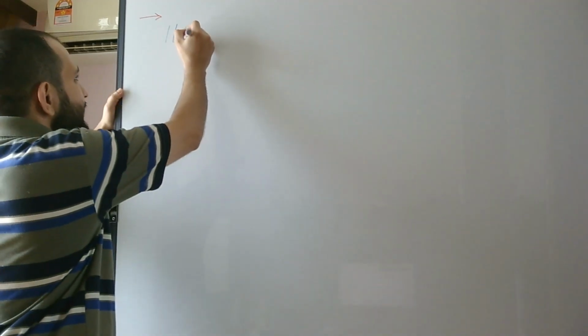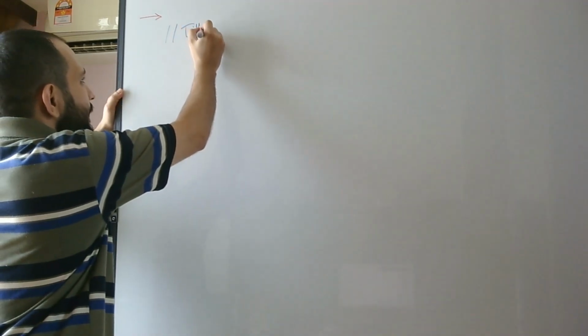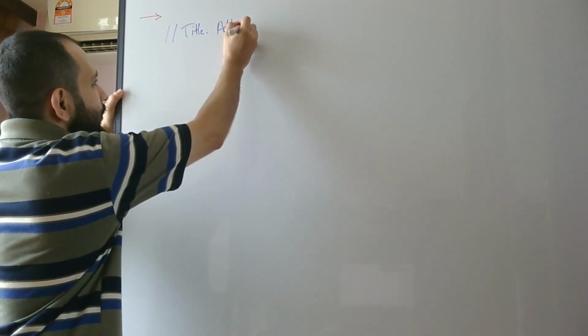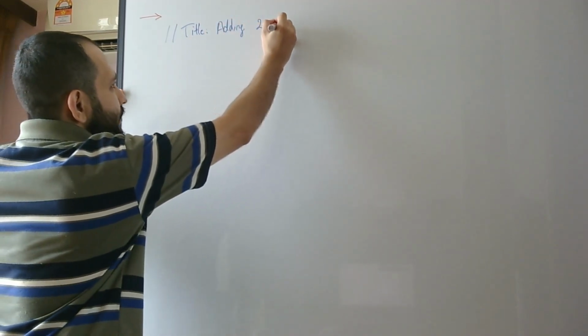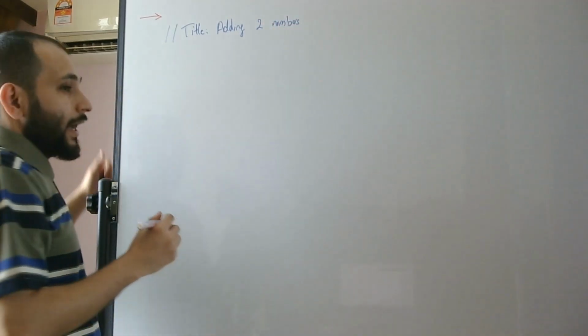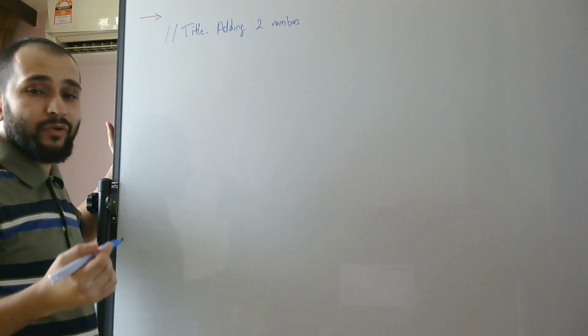So I'm going to add a title in here: title, adding two numbers. And now I'm ready to start writing my code.